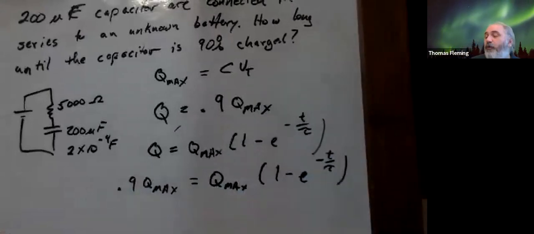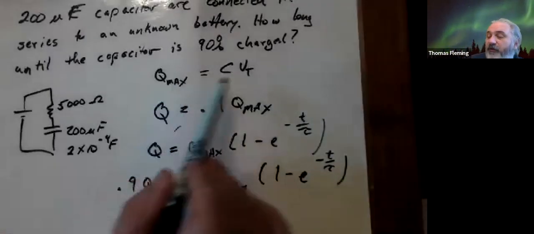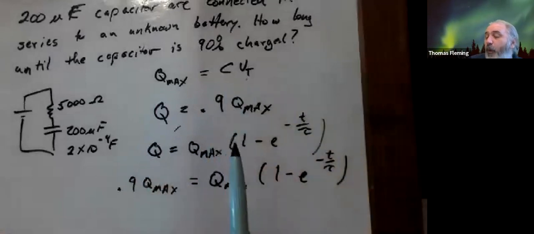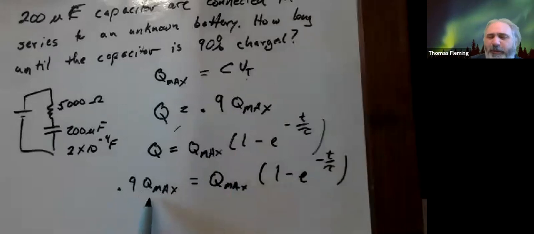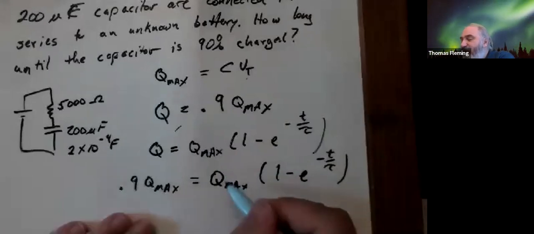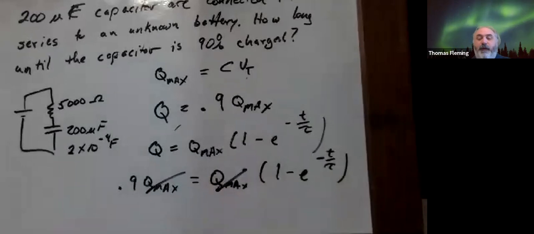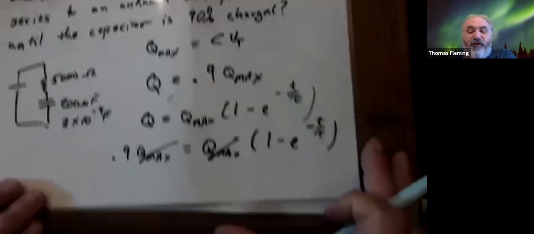Even though I don't know what the maximum charge is, since I don't know the battery, it won't matter because I have the same thing on both sides. If Q max was 1,000,000, then over here I'd have 90% of 1,000,000. If Q max was 1, over here I'd have 90% of 1. So as this side got bigger, this side would be getting bigger by the same amount. The value of Q max will end up canceling. And so all I've got to do is solve this expression for time.